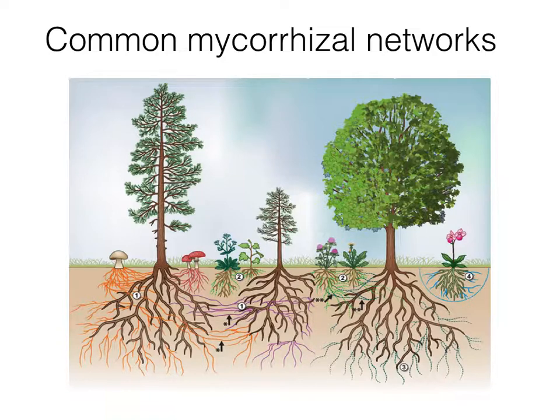Water has also been demonstrated to move through common mycorrhizal networks between plants, and so it could be that plants are more resistant to drought when they're connected into these networks as well.